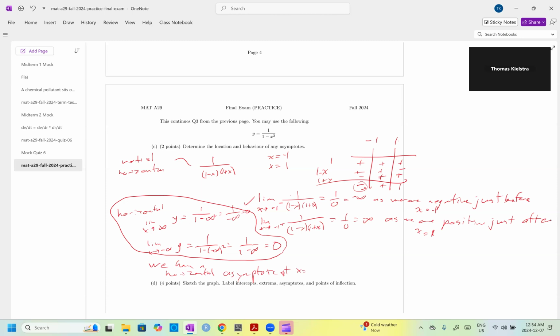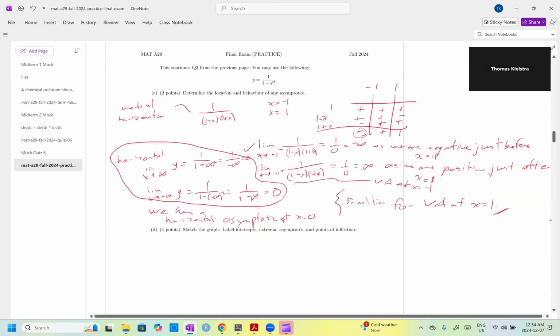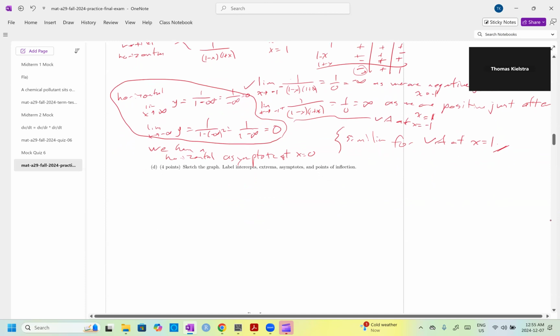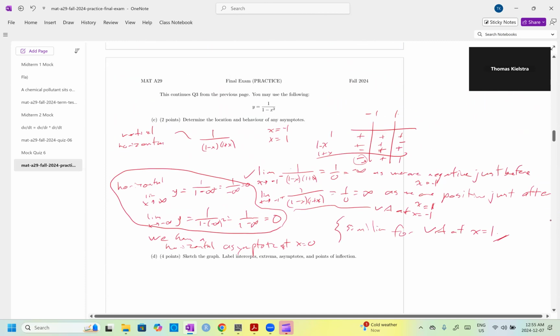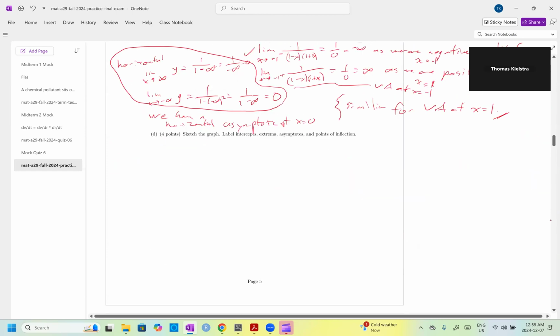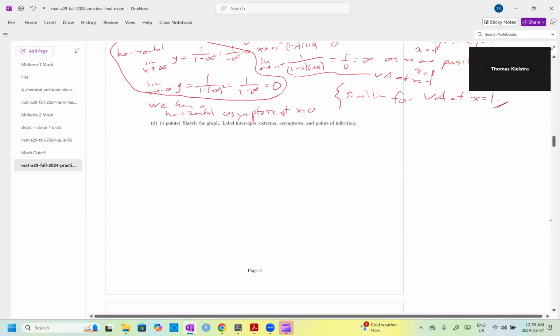Here we have a vertical asymptote at x equals minus 1. And there's a similar argument for the vertical asymptote at x equals 1, which I will leave for you to work through yourself. And now from here, we're going to take this information, incorporate it into the graph for what we have right now, and then add some additional detail.